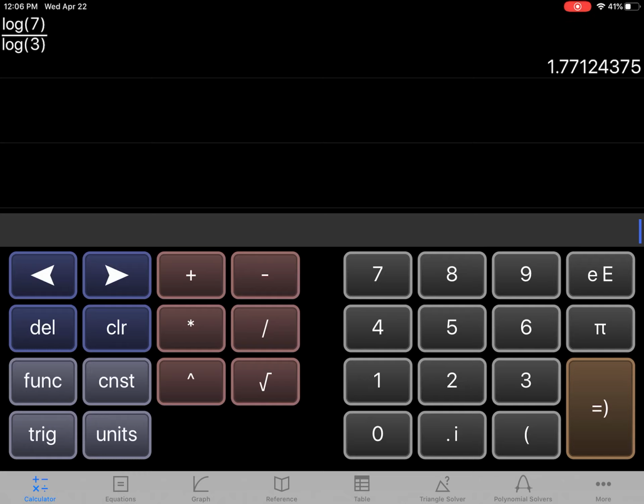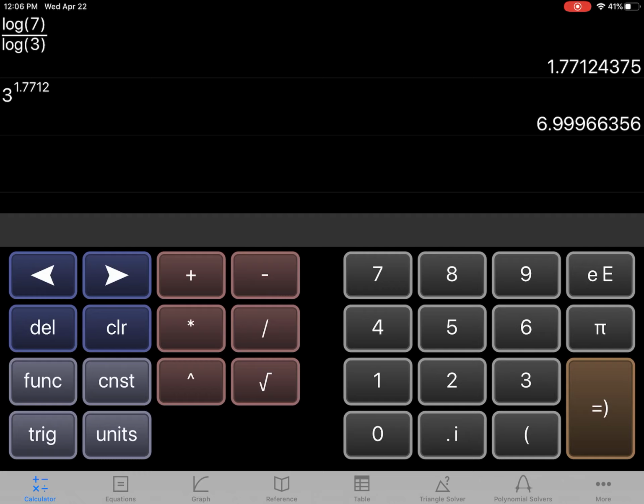So the idea is that what we said is 3 to the what power is 7. If I take 3 to the 1.7712, if I just stop there, we get something that's really close to 7. Because I rounded, if I did less rounding, so 1.771243, maybe we get even closer to 7. So we see that this works.